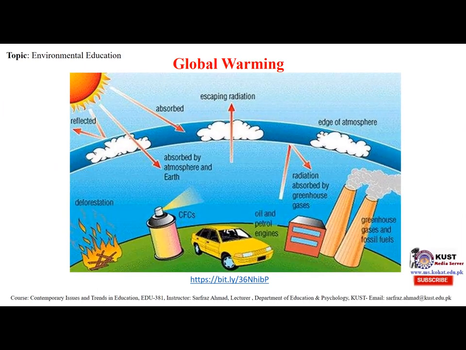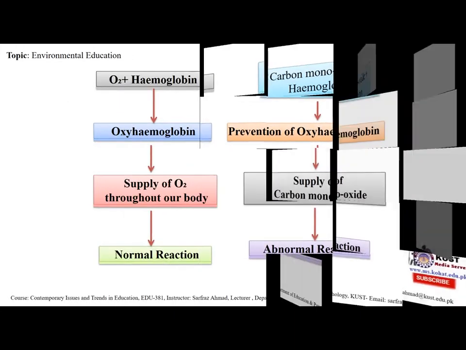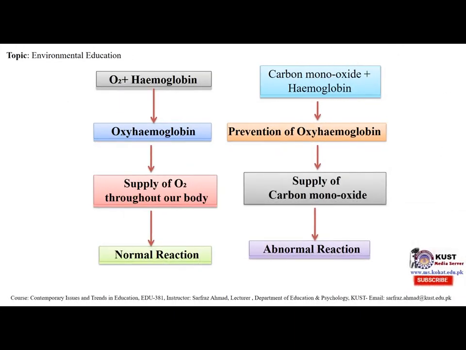In global warming, we can see how the ozone layer protects us from the direct rays of the sun. Now see here, oxygen plus hemoglobin goes to the hemoglobins, then supplies oxygen throughout our body, and then it becomes normal reactions. When carbon monoxide combines with the hemoglobin, it prevents the formation of oxyhemoglobin, so the supply of oxygen is blocked by the carbon monoxide, and abnormal reactions come as a result.